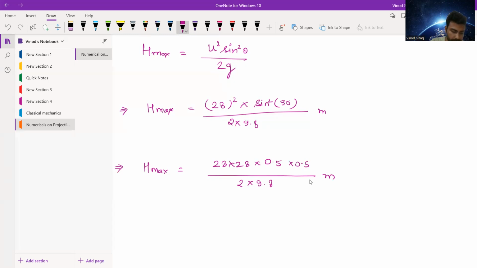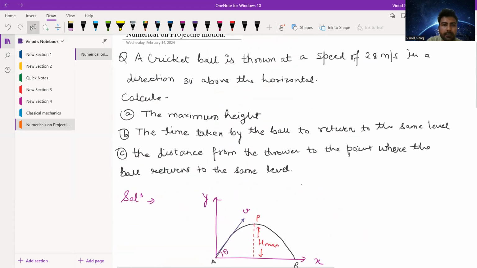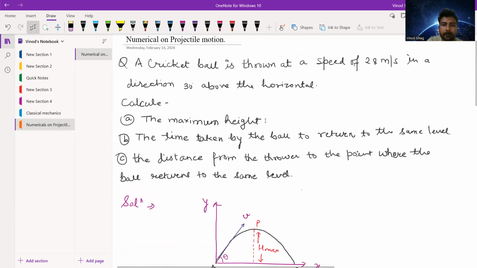It will be 28 into 28 into 0.5 into 0.5 divided by 2 divided by 9.8. So it will be 10 meter. If you solve it further, you will get x maximum equals 10 meter. So the first part is done. The maximum height is 10 meter here.